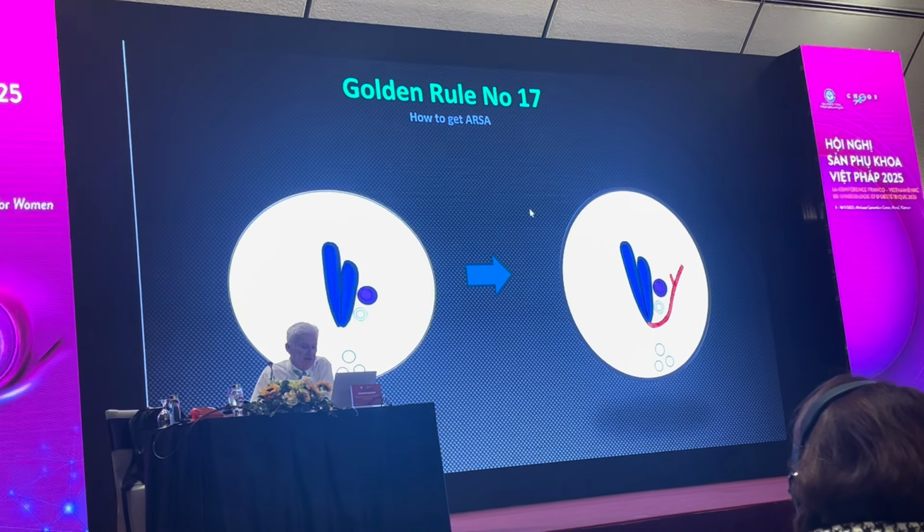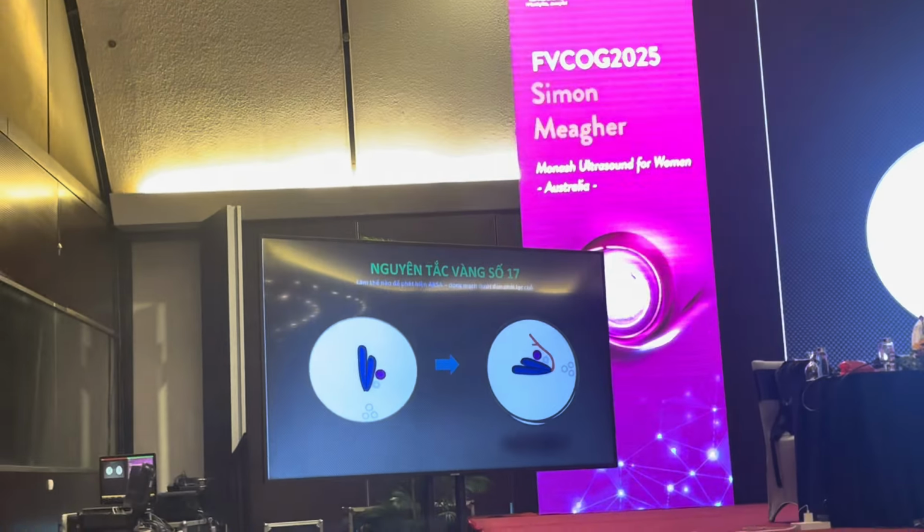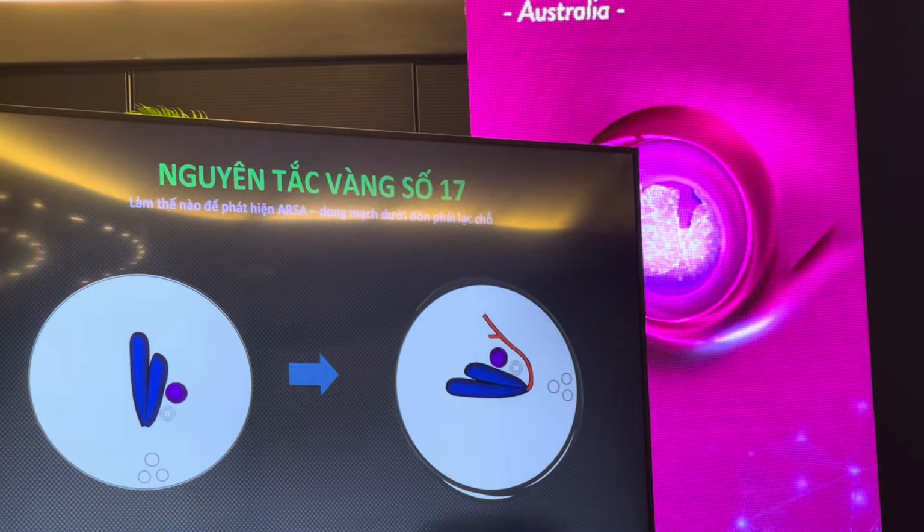When looking at the absence of the pulmonary artery, the idea is not to have the spine posterior, but have the spine on the side.